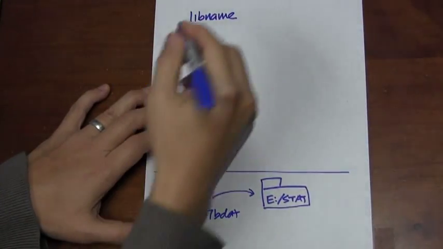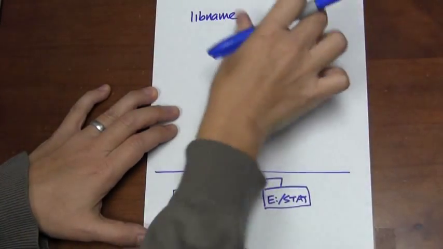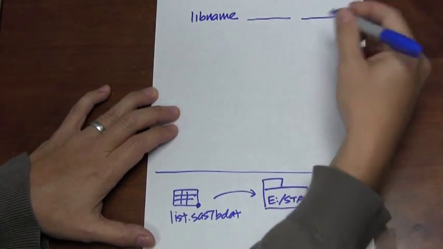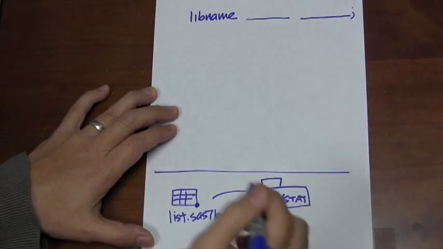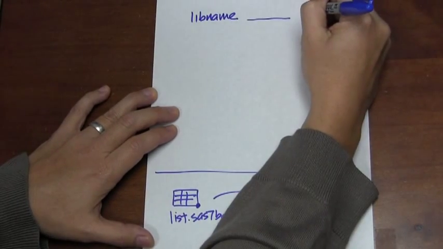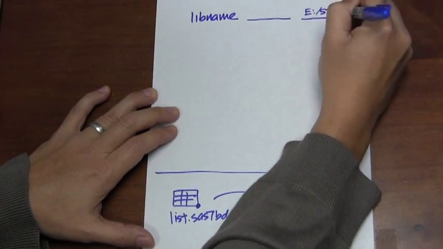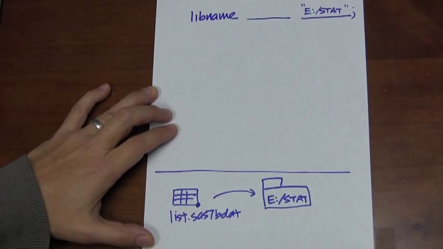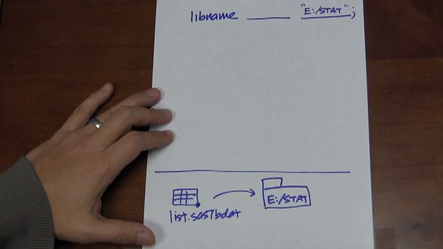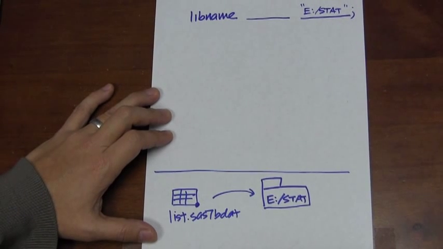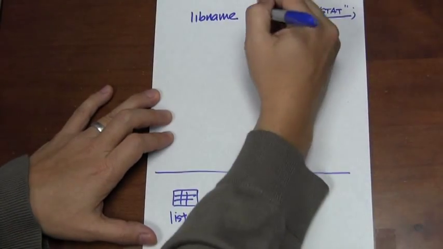So LIBNAME. When you specify LIBNAME, it's got two components after that. The last component I'll start with first is the physical location that you're interested in specifying. So I'll put that here. That's the second component of the LIBNAME statement. The first component will be some kind of code word, some kind of keyword that you want to use to associate that particular folder with. And you call this whatever you want. I'll call it green.